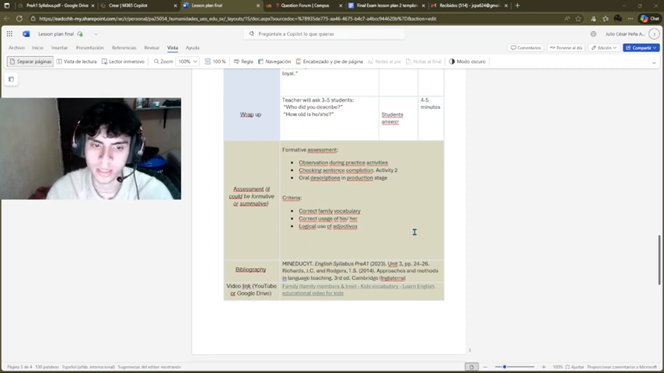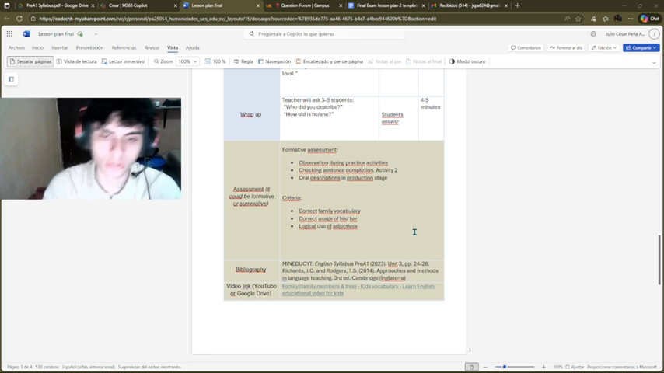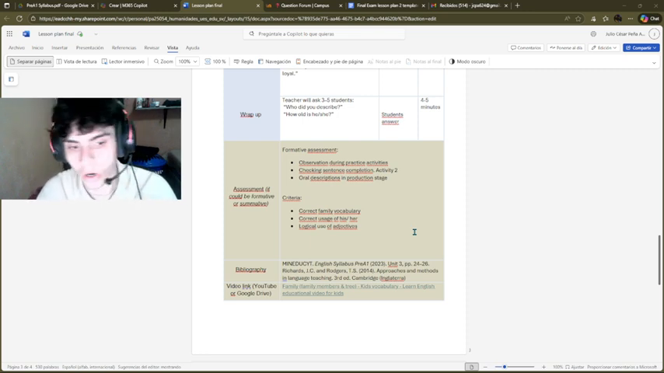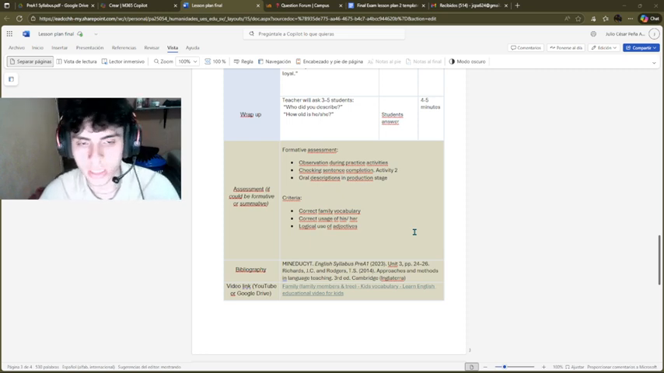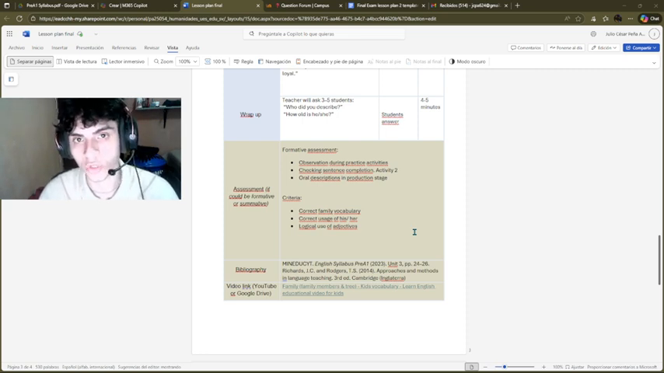In this case, it will be more formative, because for this type of topic, in my opinion, it is necessary to teach it with 100% concentration at least 2 times. So we have observation during the practice activities, checking the sentence completion in activity 2, and oral descriptions in the production stage. The criteria for this formative assessment will be correct family vocabulary; if they mistake father or mother or uncle and aunt, that is normal when you're learning English. Also the correct usage of his and her, and the logical use of adjectives. If you see an old man, you don't have to say young man.